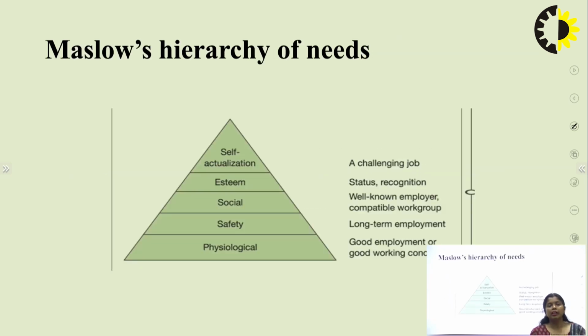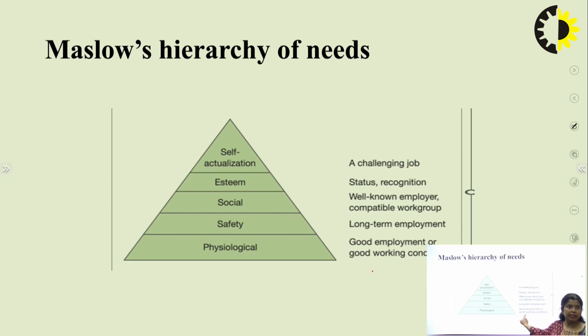So the Maslow hierarchy of needs is there. The first level is the psychological level. In the psychological level, first, we need a good employment. You are getting a very good environment, good working conditions, and a very good, handsome salary. That is a psychological condition, so that you can reach the particular psychological level.